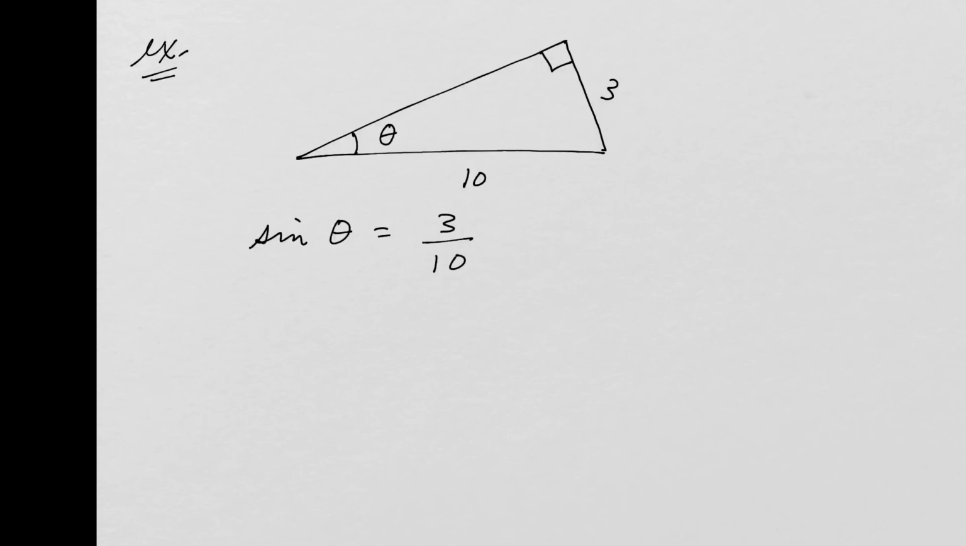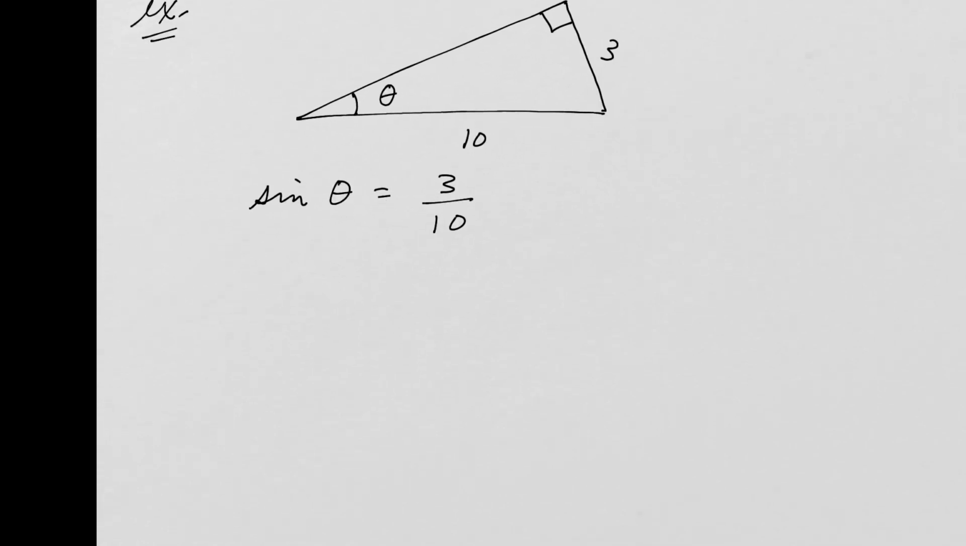But I don't want sine of theta, I want the angle theta. So how do I do this? How do I actually extract out that angle? Well, what I would do now is take the inverse sine of both sides. So if I do inverse sine of theta on one side, I also want to do inverse sine of 3/10 on the right-hand side.